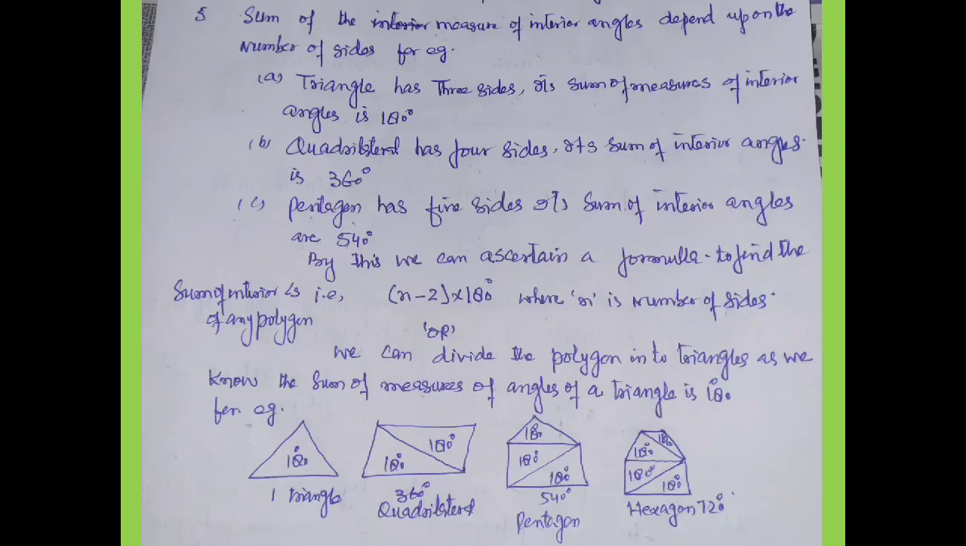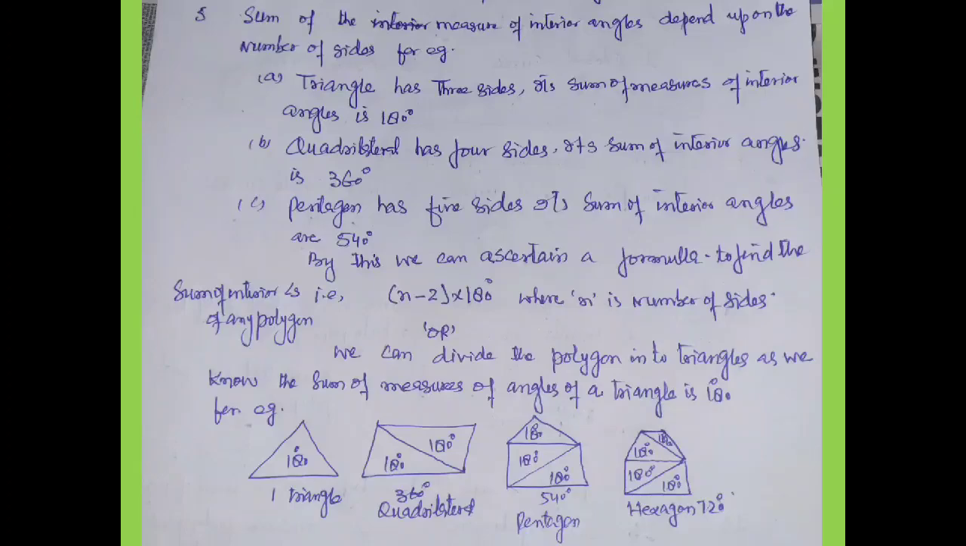Now we can use the formula, that is (n minus 2) into 180 degrees. For a triangle, the number of sides is 3, that is 3 minus 2 into 180 degrees. 3 minus 2 is 1, into 180 degrees, that is 180 degrees. If we talk about the quadrilateral, it has four sides. Using the formula, that is 4 minus 2 into 180 degrees, that is 2 into 180, that's 360 degrees.